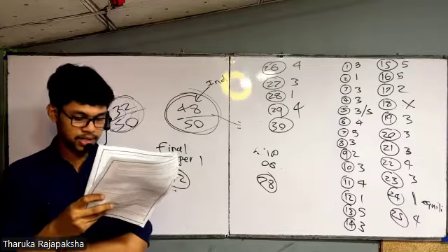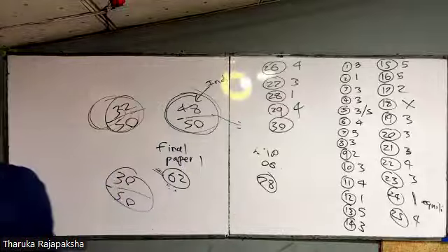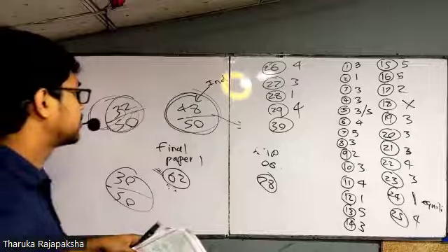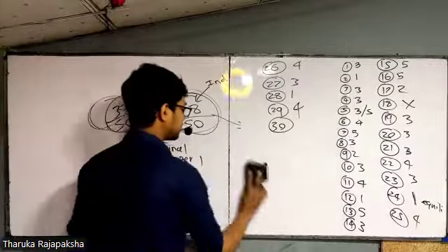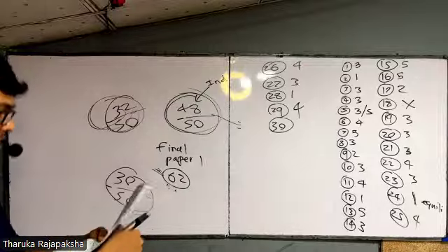The energy diagram for the reaction X plus Y, the rate of this reaction, is E1 only. Answer number 1.